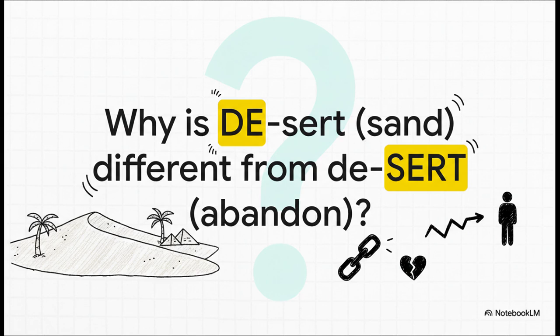All right, let's jump right in with a classic puzzle. I mean, look at this word. It's spelled exactly the same, right? But if you say desert, you're picturing sand and camels. Say it dessert, and suddenly you're talking about abandoning something. So what's the deal? Well, that is the secret rhythm we're talking about.